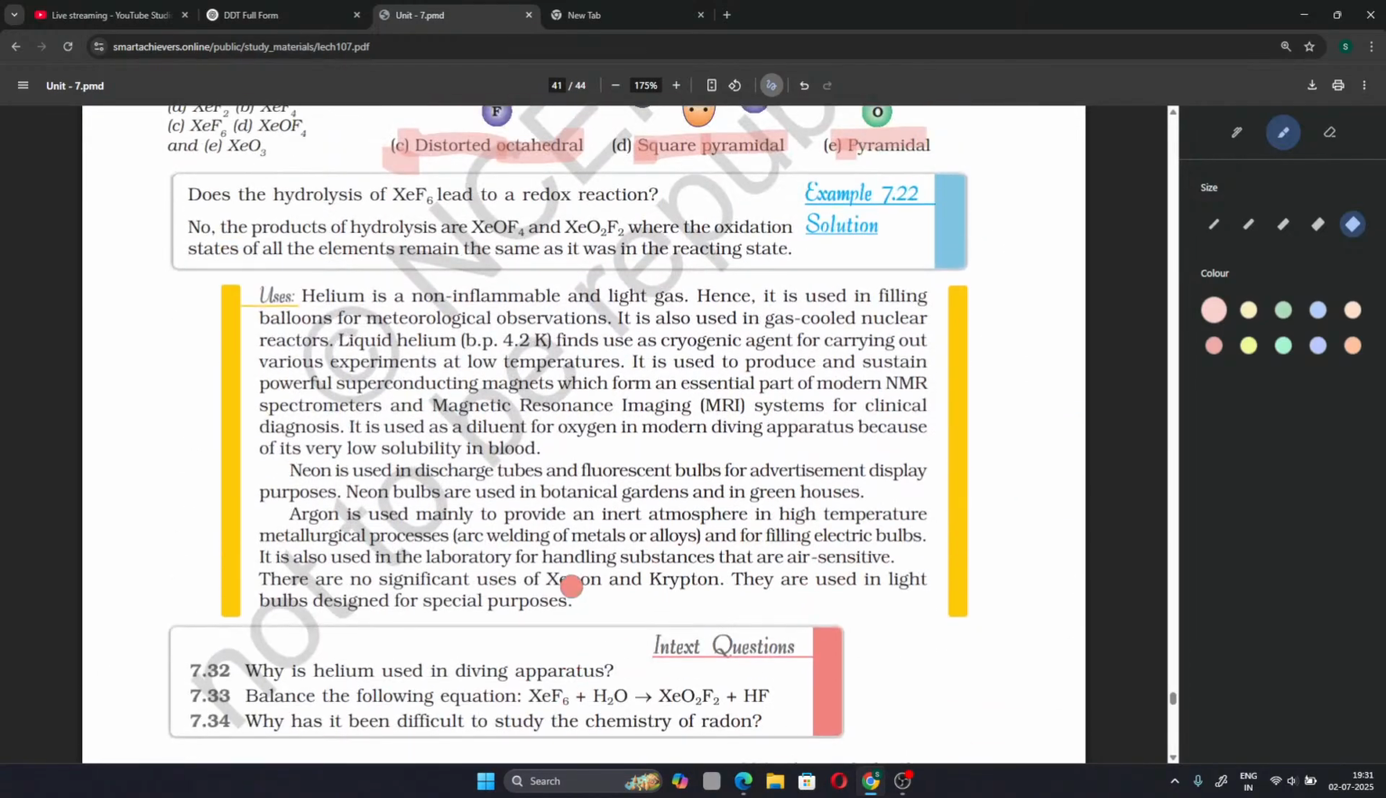Now the uses of the noble gases. Helium is a non-inflammable and light gas, hence it is used in filling balloons for meteorological observations. It is also used in gas-cooled nuclear reactors. Liquid helium, which has a boiling point of 4.2 K, finds use as a cryogenic agent for carrying out various experiments at low temperatures. It is used to produce and sustain powerful superconducting magnets.